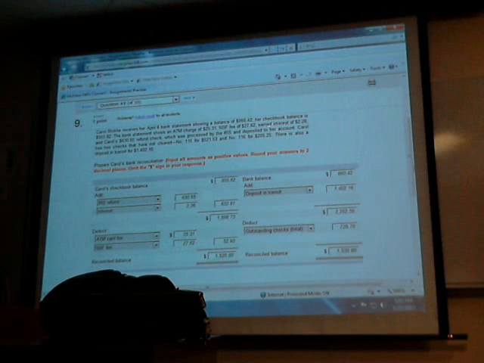Earned interest. Earned, which means you're getting it. None of those are real high. That's probably even too high. $2.26. So we're going to add that to our records. It's going to really bump us up.